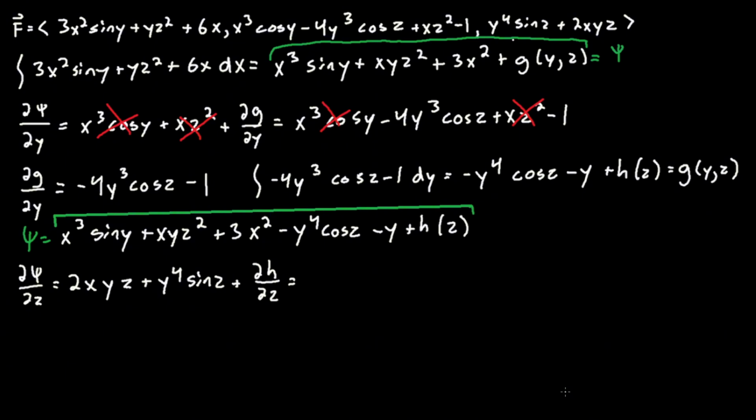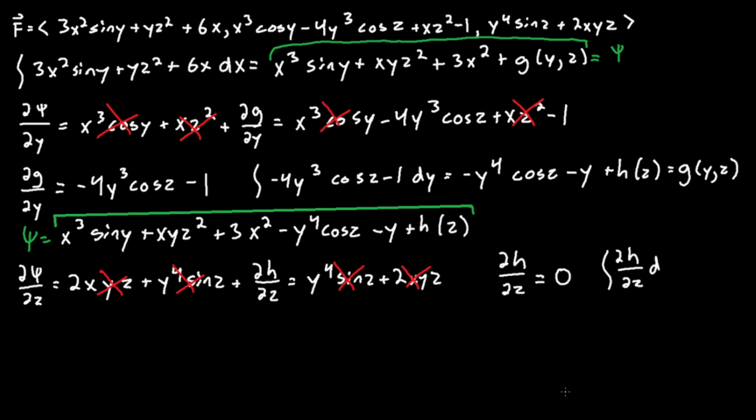And then we have our z partial of h. And we can set this equal to the third component of our vector field: y to the power 4 sine of z plus 2xyz. And what do we get? Well, everything actually cancels out. So since everything cancels out, our function h is just equal to 0. If the partial derivative is equal to 0, then the integral with respect to z is also equal to 0. Therefore, h of z is equal to 0.